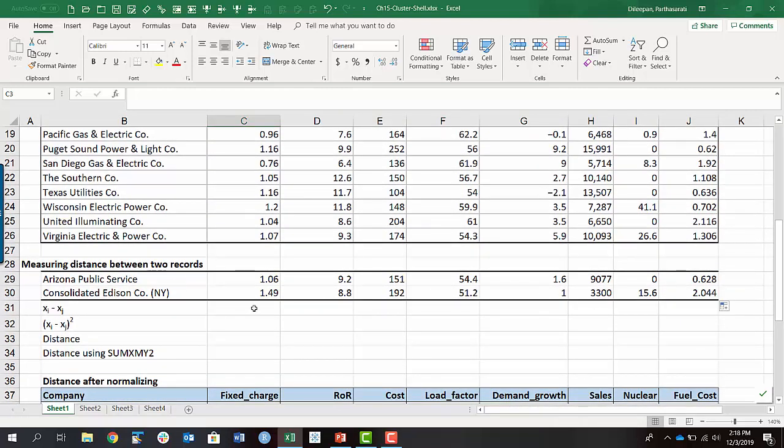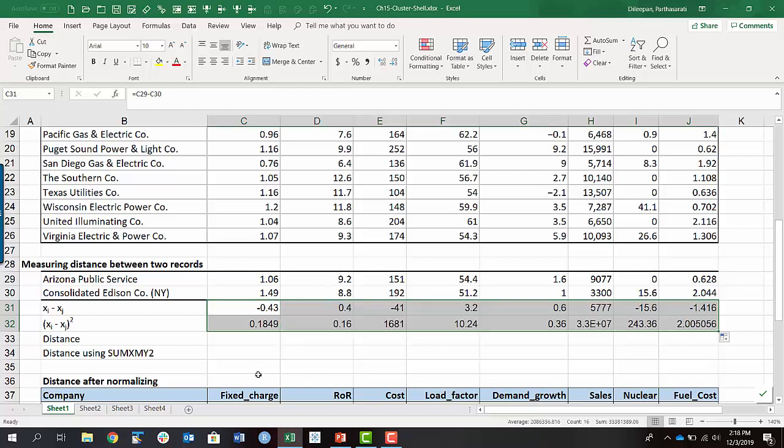Okay, so the distance measure is to find the difference between these two values between the two records. So that's your first record for the first variable minus the value of the first variable for the second record. Okay, now we need to square that. Okay, so now if we copy that across, then we get the individual difference squared.